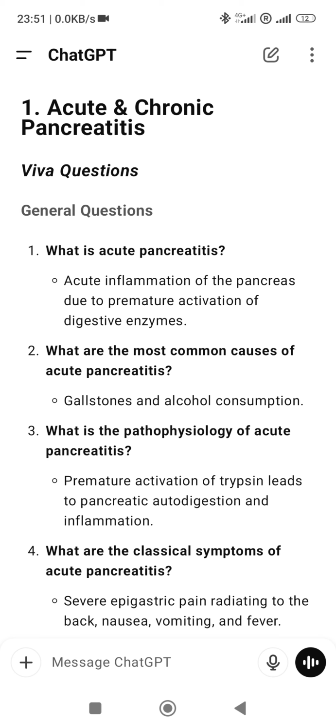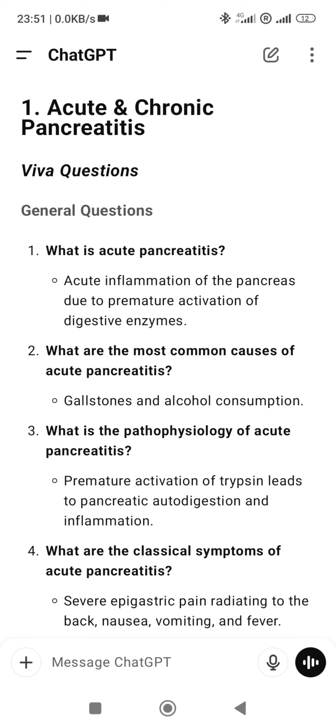Sir, acute inflammation of the pancreas due to premature activation of digestive enzyme.